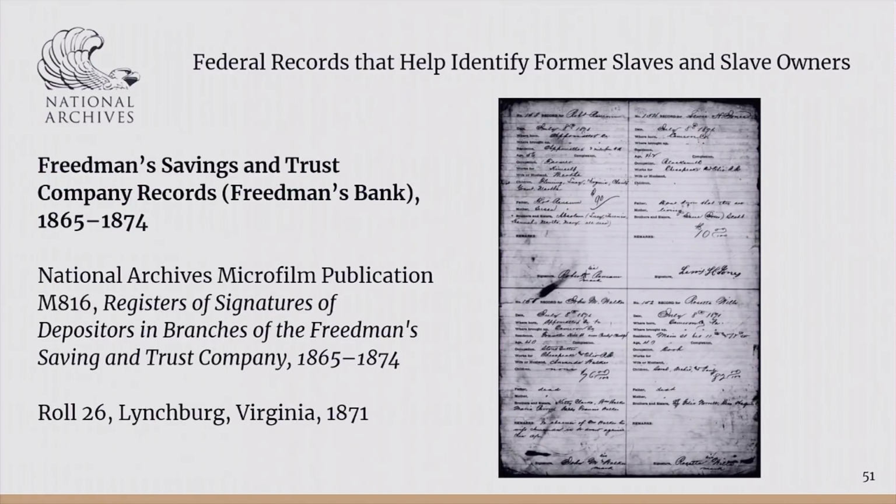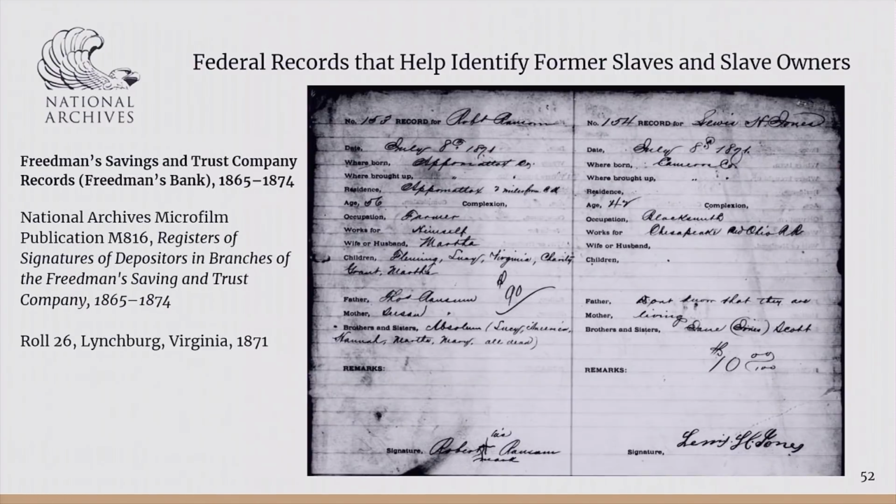So I just pulled one page at random. This is from Lynchburg, Virginia in 1871. Look at the top half here. So we have Robert Ransom here, who established the account in 1871. He was born in Appomattox, still living in Appomattox, age 56. He has a wife, Martha. He has 6 children who are named right there. Names his father, Thomas Ransom, and his mother, Susan Ransom. Names his siblings, most of whom are dead. A lot of information. Wonderful thing there.